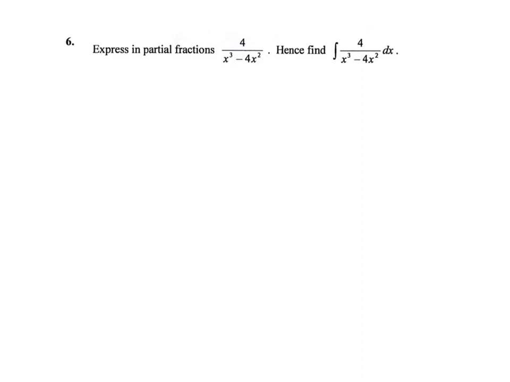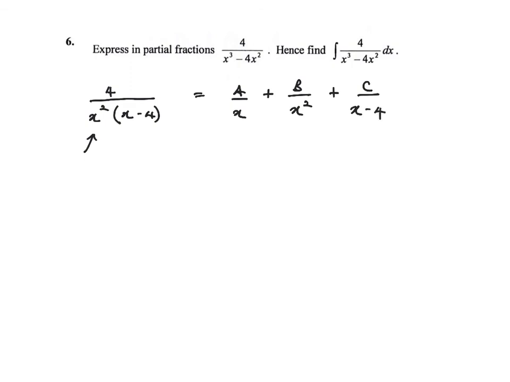Partial fractions then, we have 4 over x squared (x minus 4). It's necessary to factorise fully the bottom line. So that's going to give us A over x. Now this here is a repeated linear factor, so the next term will be B over x squared, and then C over x minus 4. So 4 equals Ax(x minus 4) plus B(x minus 4) plus Cx squared.